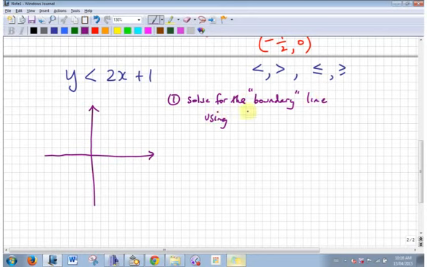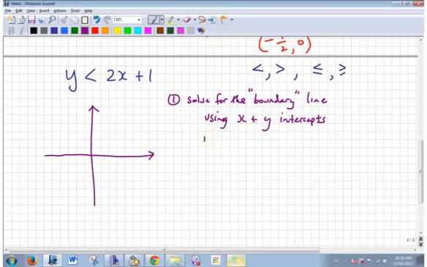And this is what you learned in grade 10. So I'll say it again. If they give it to you in y equals mx plus b form, then you can do that. But going forward, I'm not going to teach it like that. I'm going to use x and y intercepts.